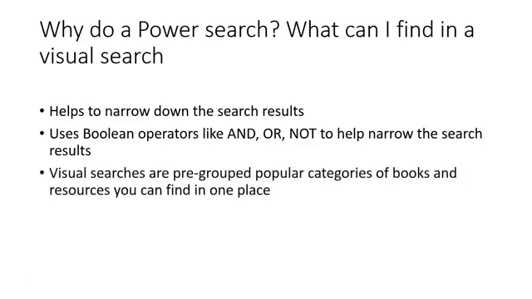Visual searches are just grouped categories like dogs, cats. They're groups of books and resources that you're going to find in one place. Let's go ahead and give it a try.